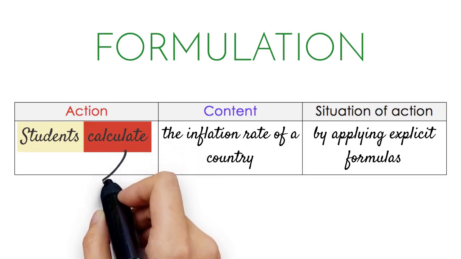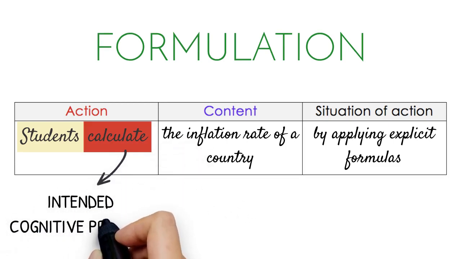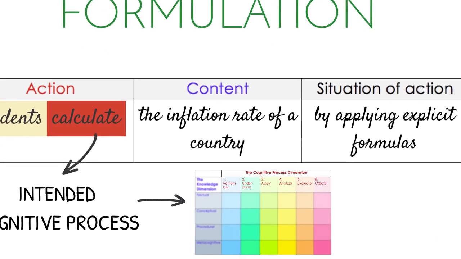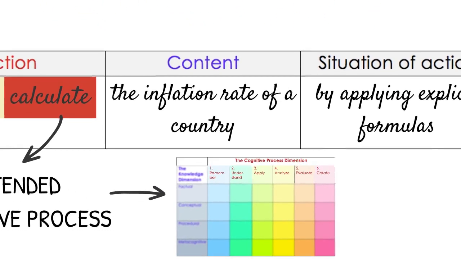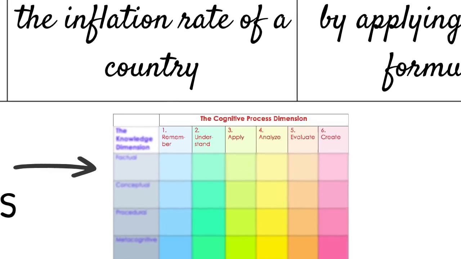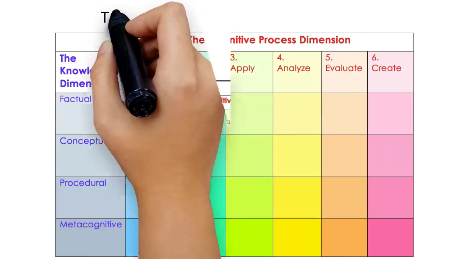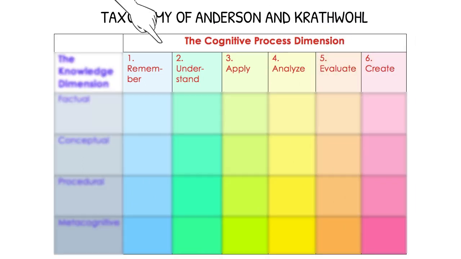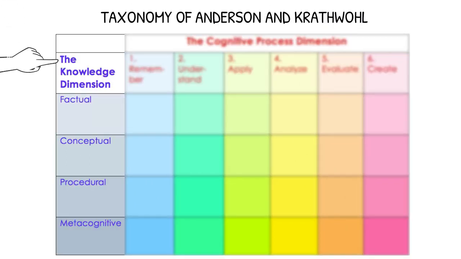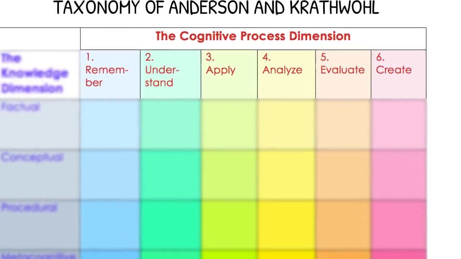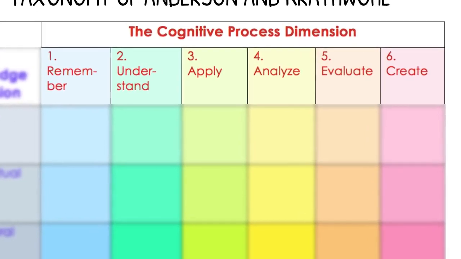As you can see, the action also includes a verb. The verb refers to actions associated with the intended cognitive process. In order to choose the right verb relating to this chosen cognitive process, we make use of the taxonomy of Anderson and Krathwohl that we are going to introduce just now. It is built in a systematic way and is composed of two dimensions: the cognitive process dimension and the knowledge dimension.